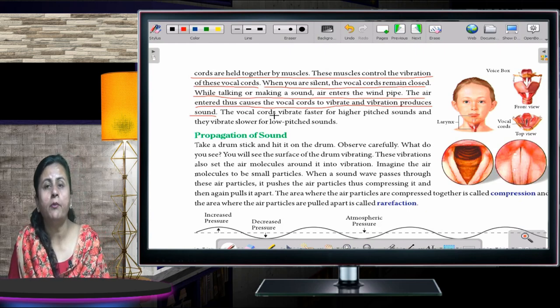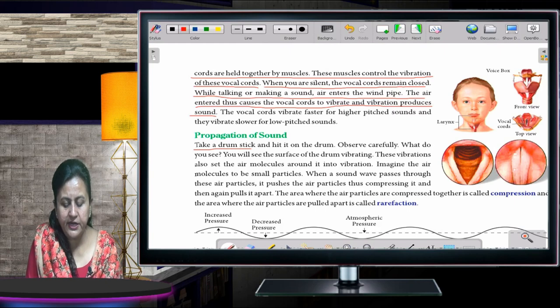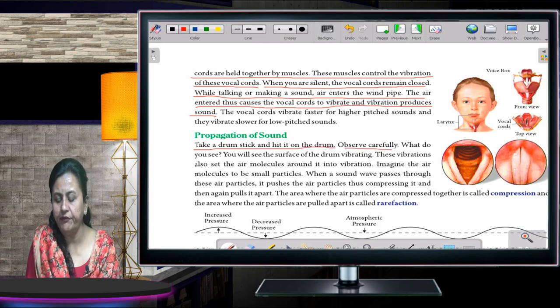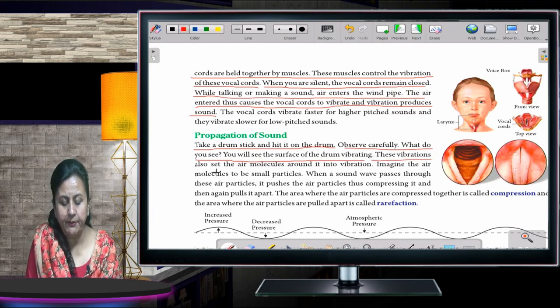Fine. Now, propagation of sound. What is propagation of sound? Take a drumstick and hit it on the drum. Observe carefully. What do you see? You will see the surface of the drum vibrating. These vibrations also set the air molecules around it into vibration.